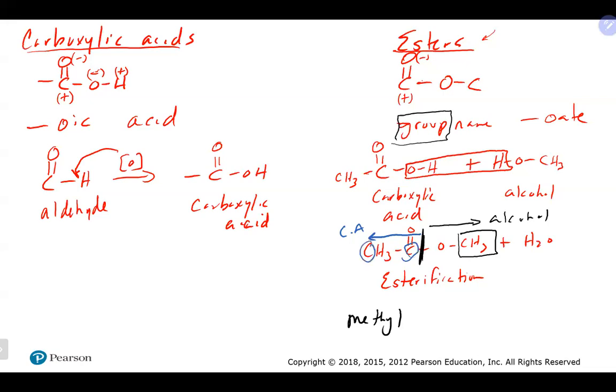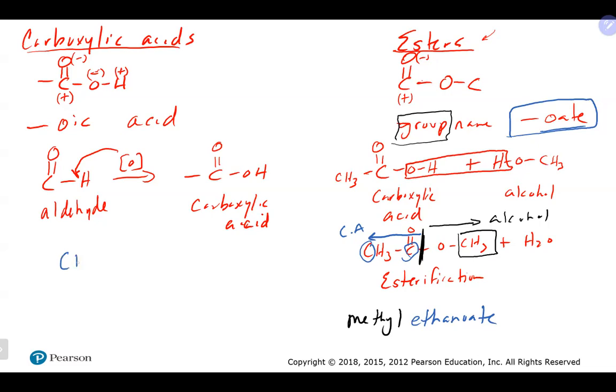So 1 and 2 on that, which is based off of ethane. You drop the E and put the oate on it. And this is methyl ethanoate, would be the name here. Methyl ethanoate would be our name. And again, the main part of it is based on that carboxylic acid.